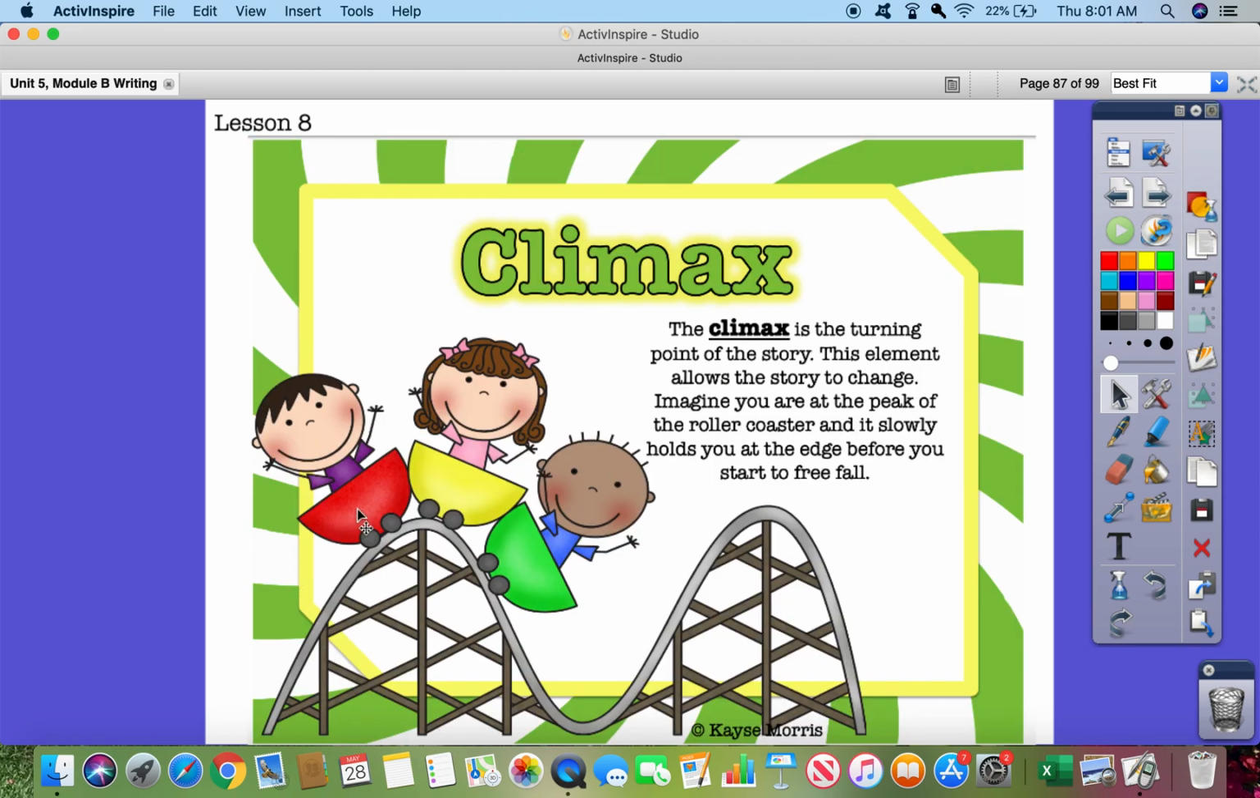The climax. The climax is the turning point of the story. This element allows the story to change. Imagine you are at the peak or the very top of the roller coaster and it slowly holds you at the edge before you start to free fall.